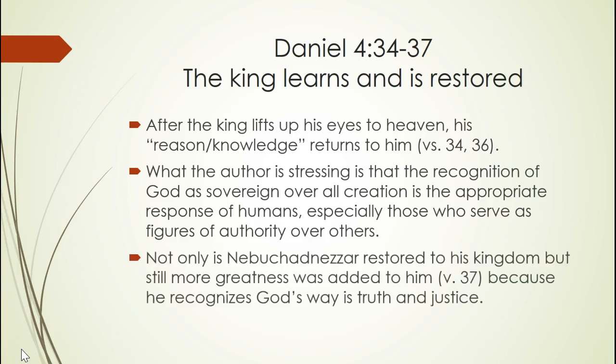And finally, I'll just make this point that not only is Nebuchadnezzar then restored to his kingdom, but still more greatness was added to him in verse 37. Because what he does is he recognizes that God's way is dealing with truth and justice, and that should be the direction as well for his reign. So we see really in Daniel 4 what the author thinks should be true of all rulers.